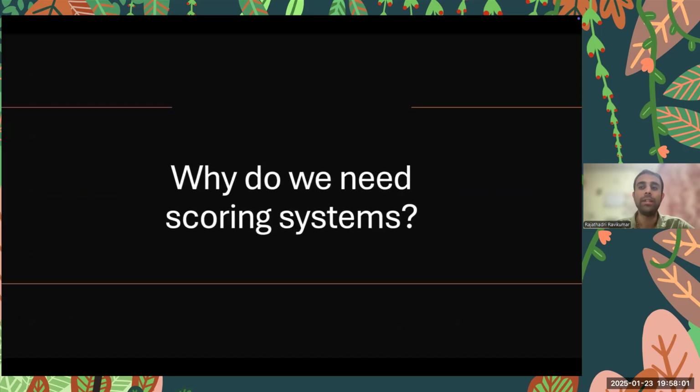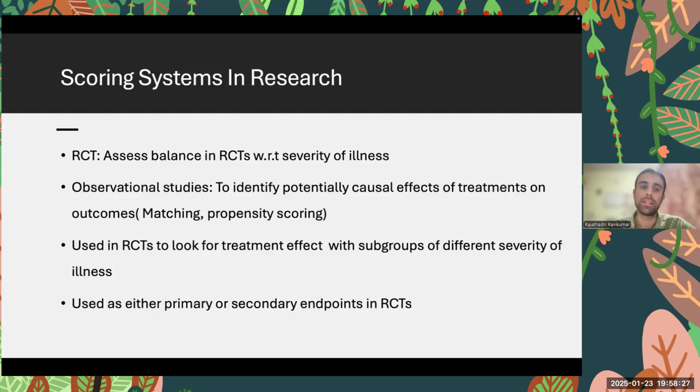So why do we need scoring systems? This is the most important part of the topic. We know there are a lot of scoring systems. We don't know which is the best one. We can use any of them. But when we cannot decide the level of care or whatever care the patient needs clinically, what is the use for us? If there is no clinical use, then why are we doing all this?